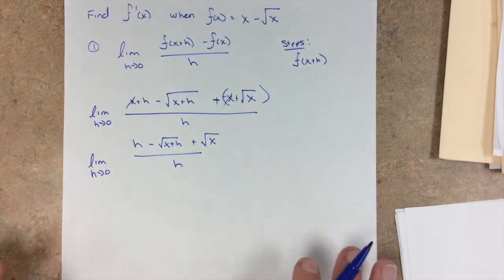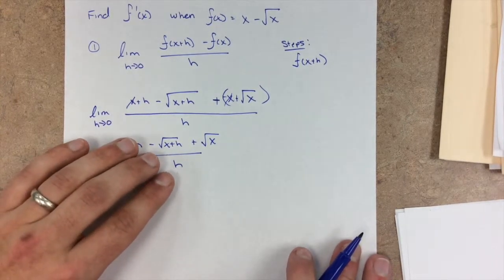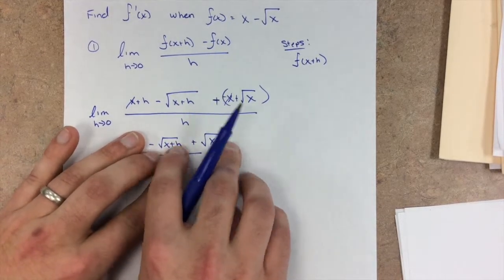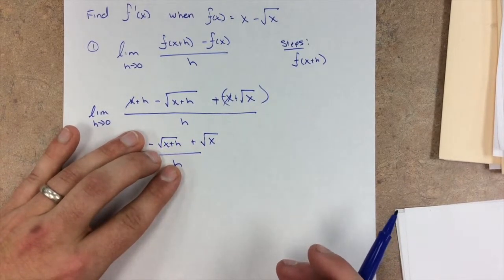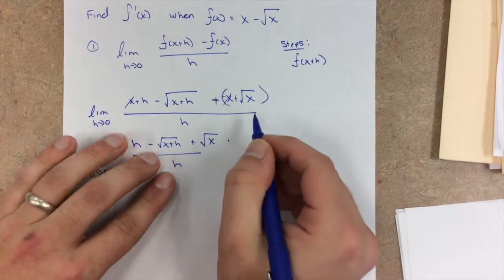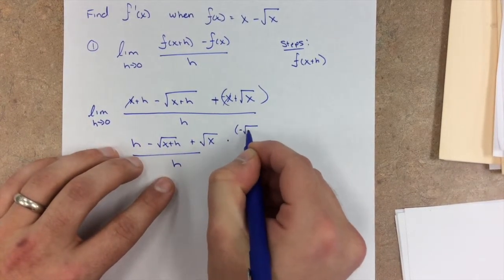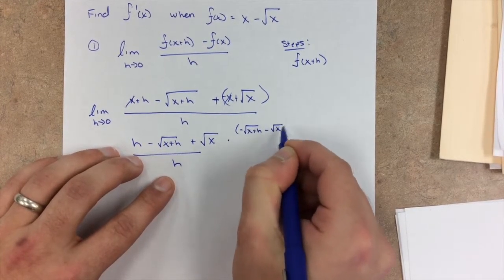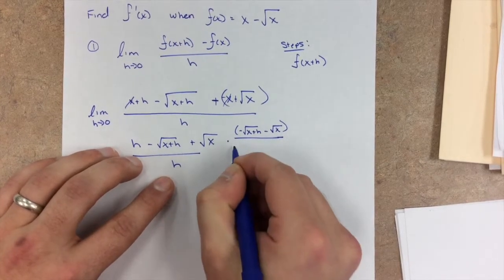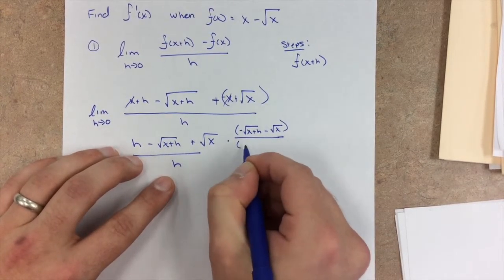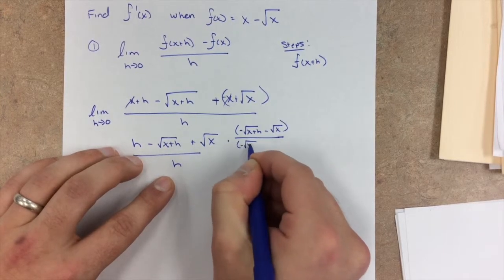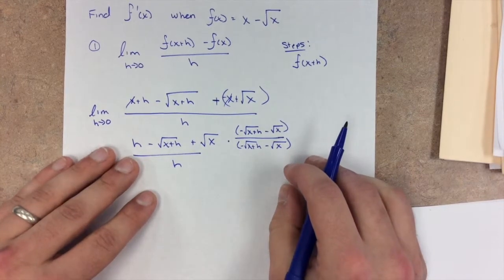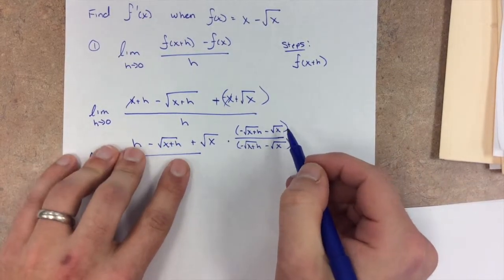Now, here's the hard part. For right now, I want you to just ignore the h's. I want to get rid of this square root sign for both of them. What we talked about in class is we're going to multiply by the conjugate pair. So the negative square root of x plus h minus square root of x. There's our conjugate. And whatever we do to the top, we're going to do to the bottom. So we get negative square root of x plus h minus the square root of x. This is our conjugate pair.